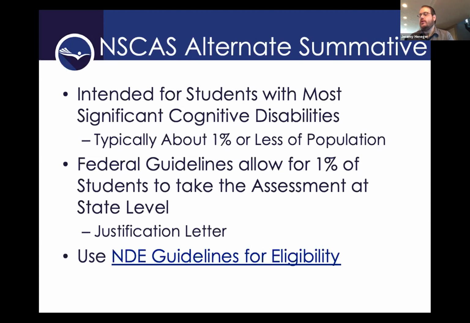It's really important that districts use the NDE guidelines for eligibility to determine who qualifies for the alternate summative test, the NSCAS alternate. It's not just by a whim, right? Nobody should be saying, oh, that student belongs on the alternate. There are specific guidelines. Your IEP teams need to use those guidelines when determining who is eligible and who should take the NSCAS alternate. It's really important that that happens.